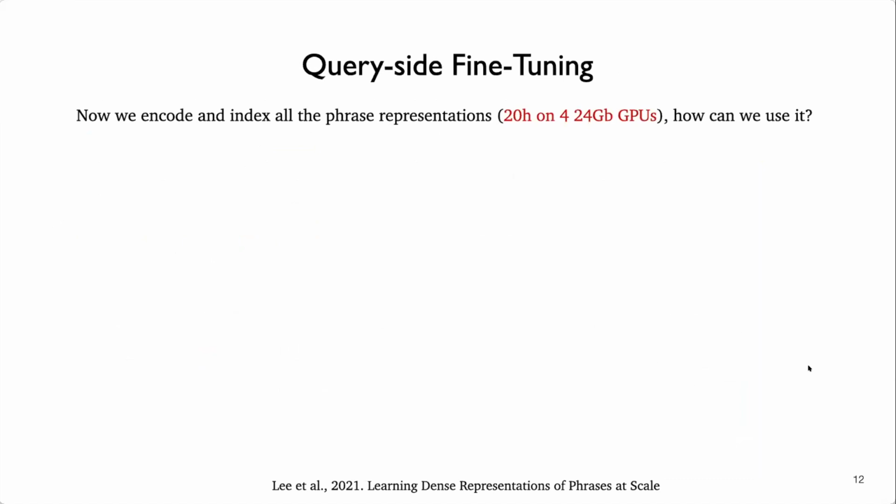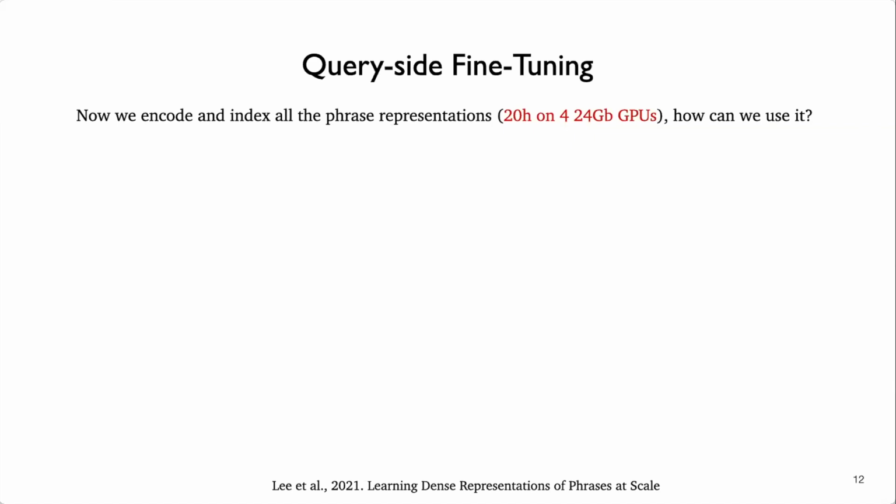Up to this point, we are able to learn the phrase representations. After this step, we encode and index all the phrase representations. This takes 20 hours on 4 24-gigabyte GPUs. It's manageable, but it's a very expensive operation, so we only want to build the phrase index once.